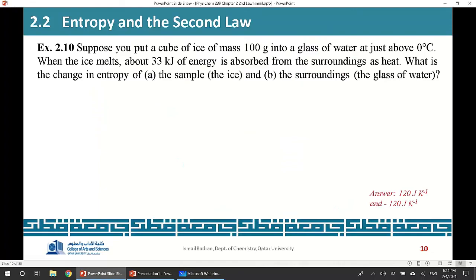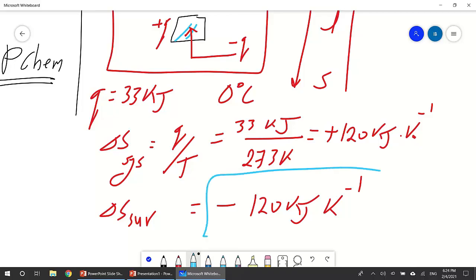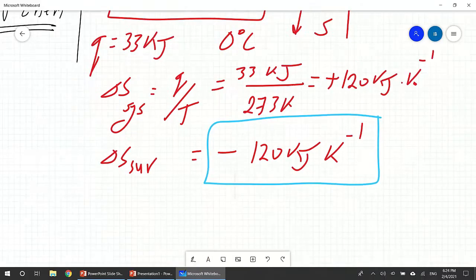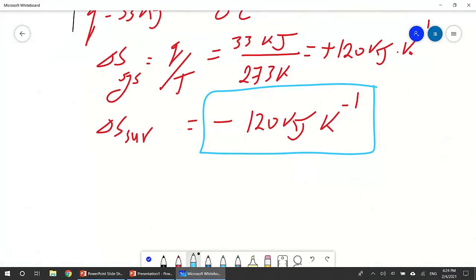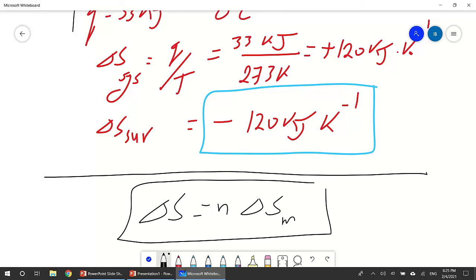In the question, there is 100 grams of ice. So the one we are calculating here is the entropy, not the molar entropy. The molar entropy will be in terms of moles. In that case, if he or she asks you to calculate the molar entropy, you use this: delta S is equal to n delta S molar. So the one we calculate is the delta S.